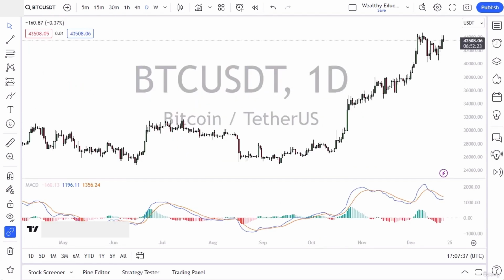Hello and welcome back to the course. In this video, I talk about using the MACD, and you can see that on this chart, I have an extra window, and this is the moving average convergence divergence indicator. So what does it measure?